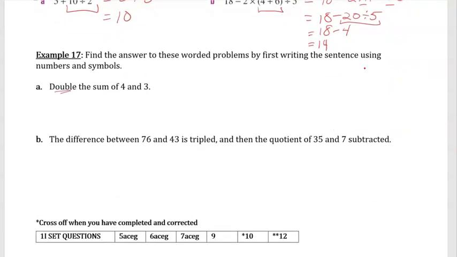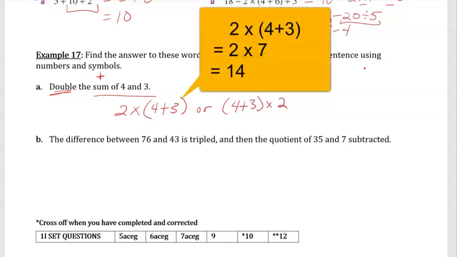So I'm going to double the sum of 4 and 3. Sum is a code word for add. So I'm going to do double, 2 times, but it's telling me that I need to do the sum of 4 and 3 separately. So I'm going to put in brackets the 4 and 3, and I can double that. Or you could put the sum of 4 and 3 times 2, doesn't matter. I think this one's the better one.